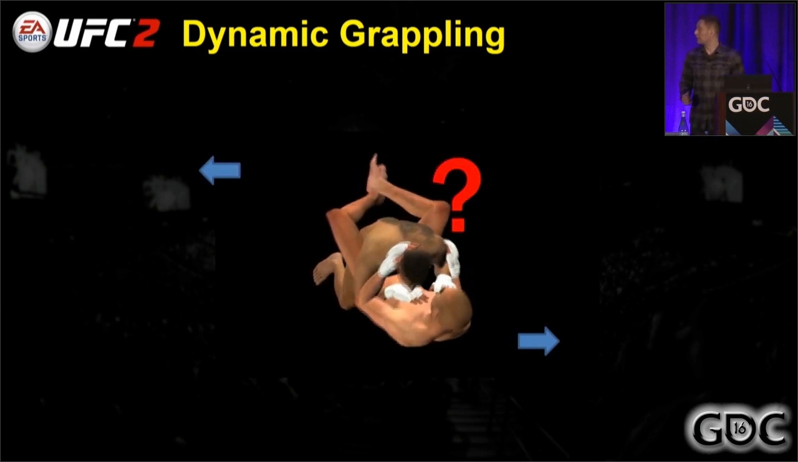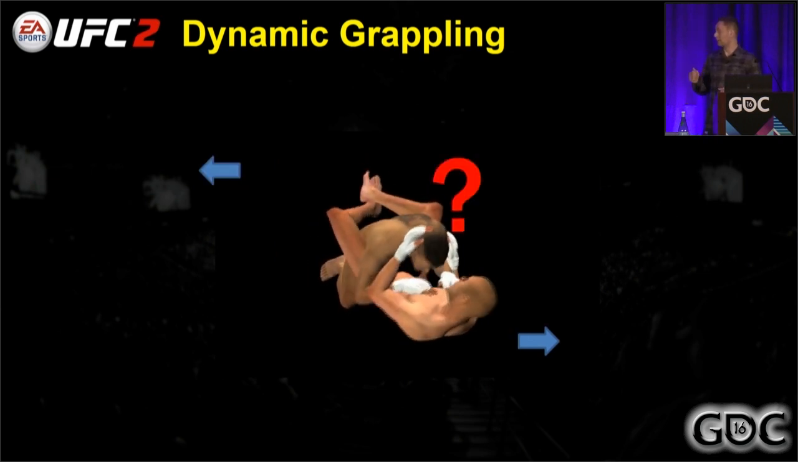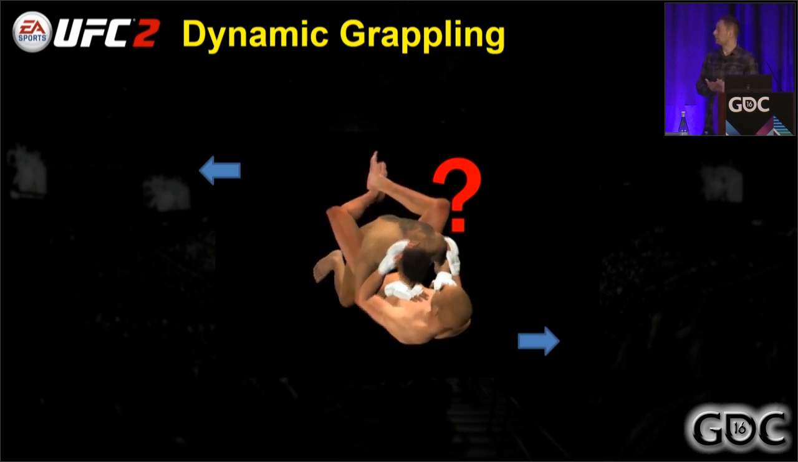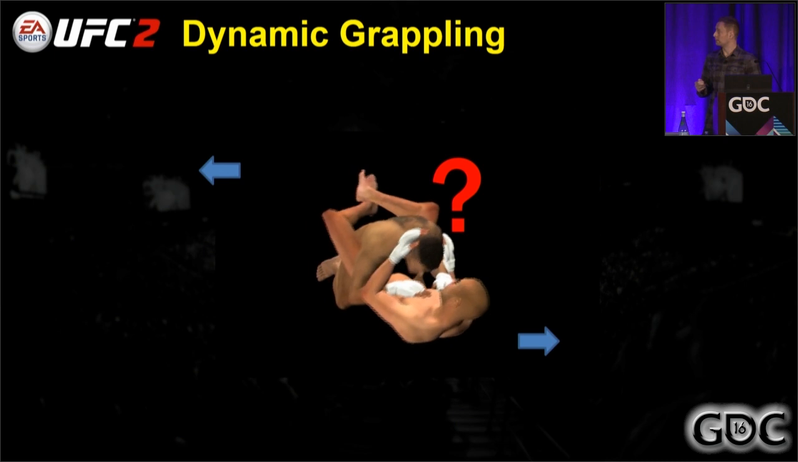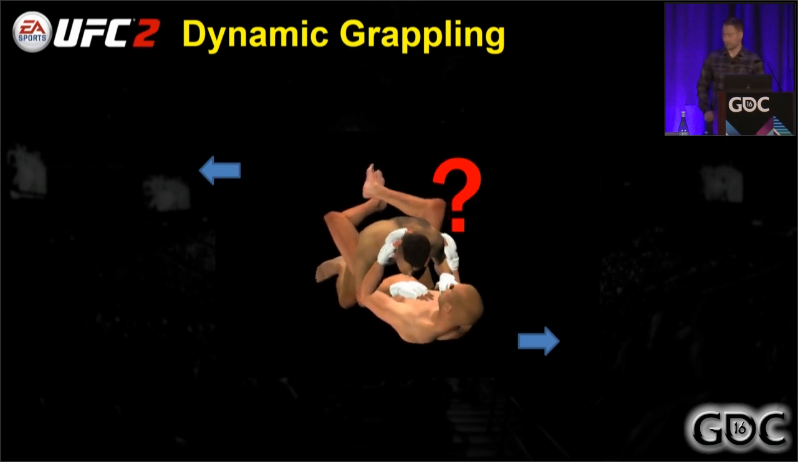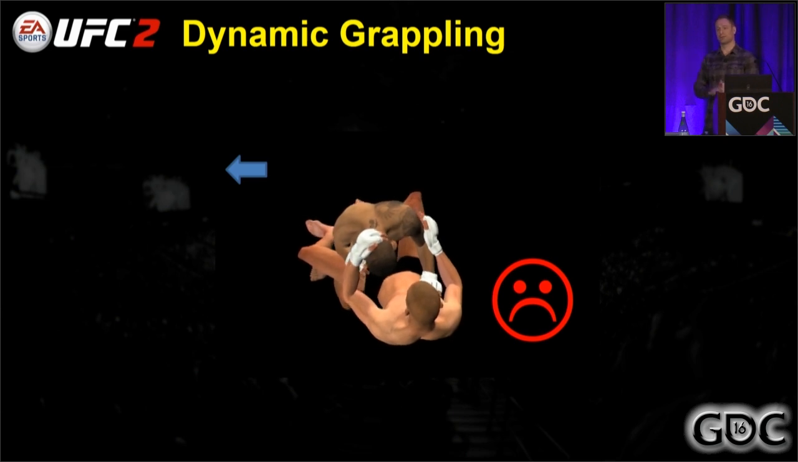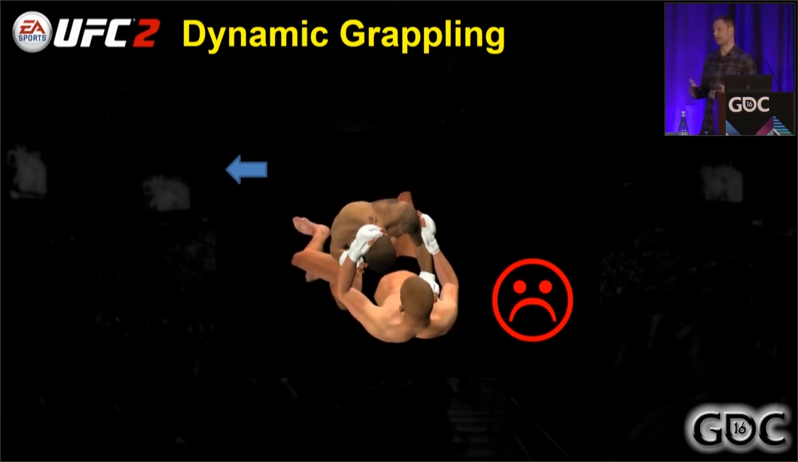So what happens if the top guy presses to the left and the bottom guy presses to the left at the exact same time? In UFC 1, if the top guy pressed to the left, he would play his transition animation. But if the bottom guy also pressed to the right and the game registered the input just one frame later, he would get absolutely nothing.